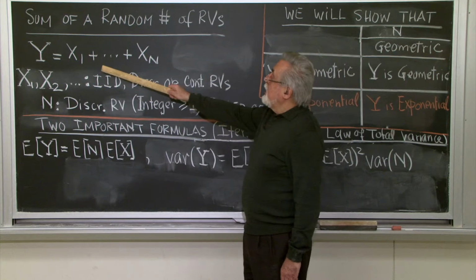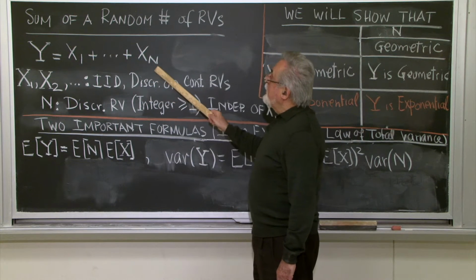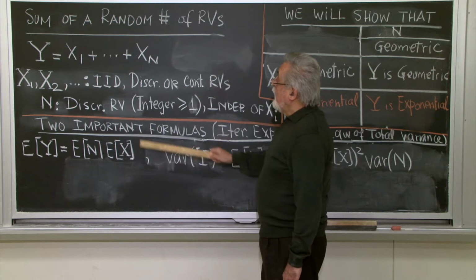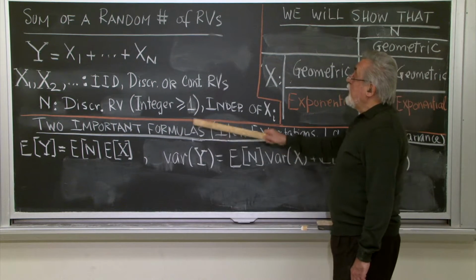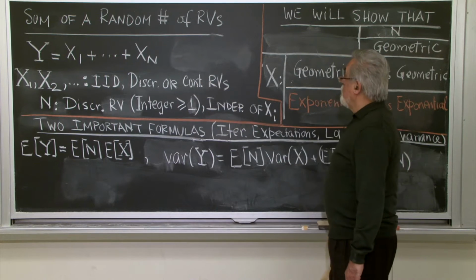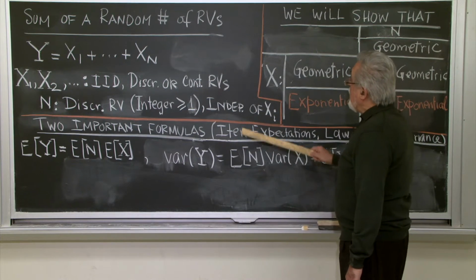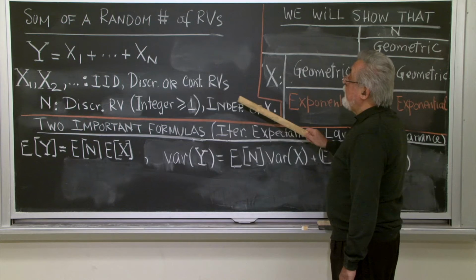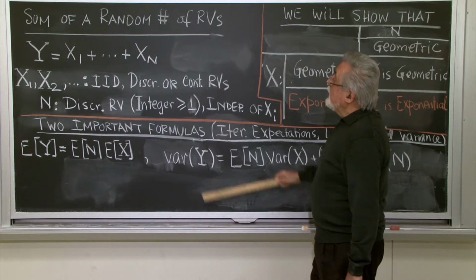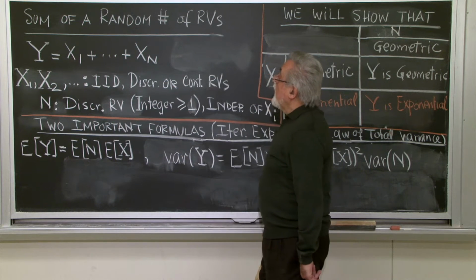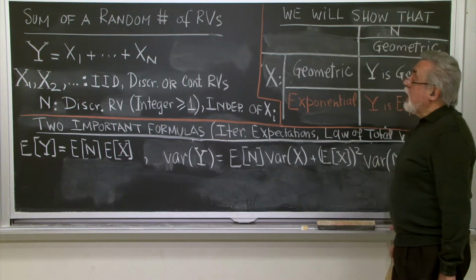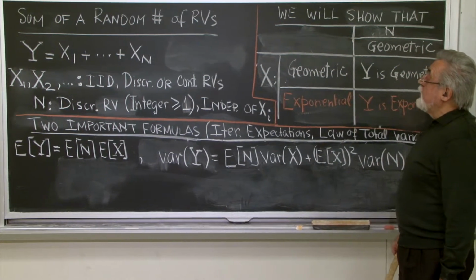And we add a number, capital N, of them, with N being a discrete random variable, which will be an integer greater or equal to 1. N will be independent of all the Xi's. So we are interested in properties of Y, the sum of this random number of independent random variables.